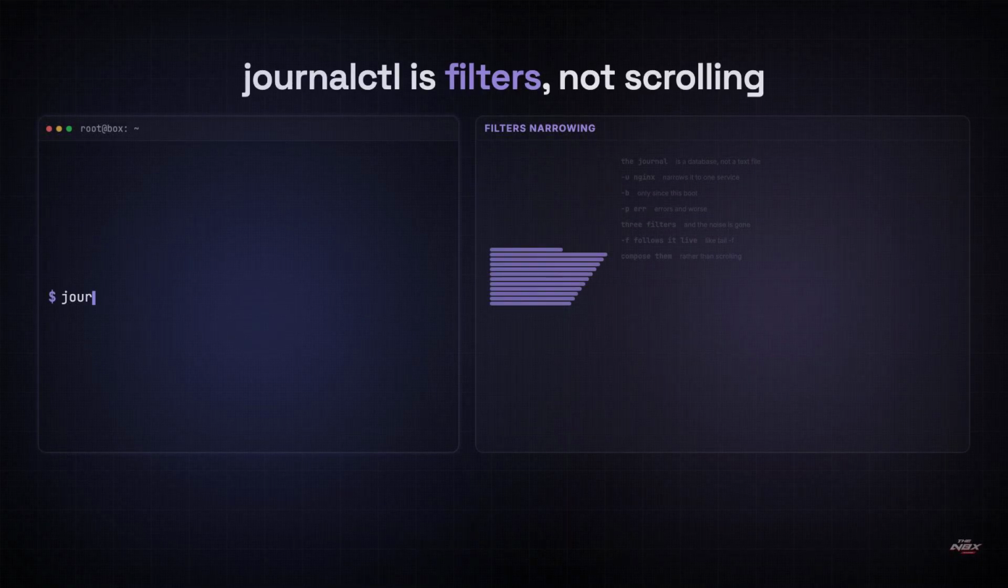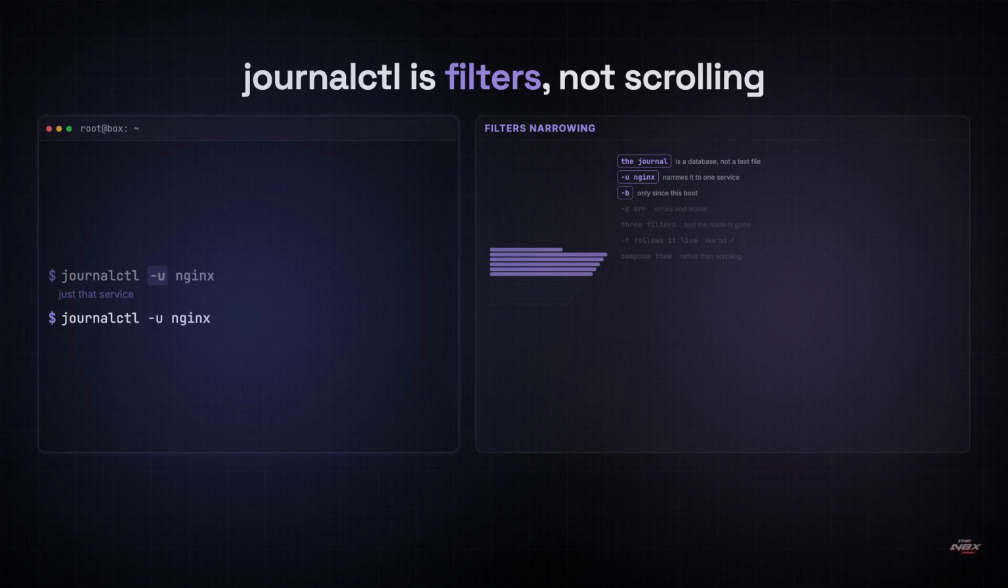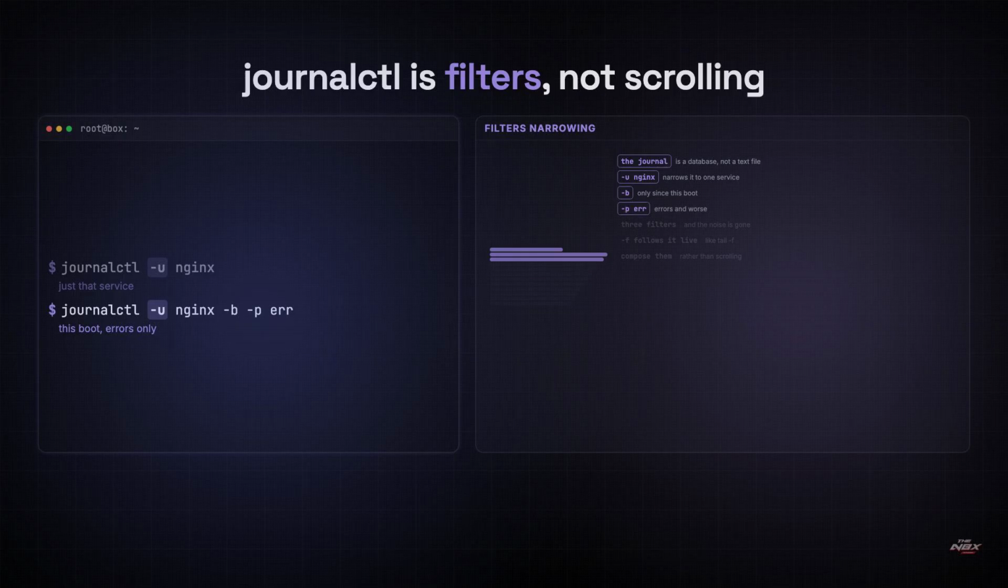The mistake with journalctl is treating it like a file and scrolling. Journalctl is a database, and you query it. -u narrows to one service, which is usually the first thing you want. Add -b and you only see this boot, so yesterday's noise disappears. Add -p err, and you only see errors and worse. 3 filters, and what's left is the thing you were looking for.